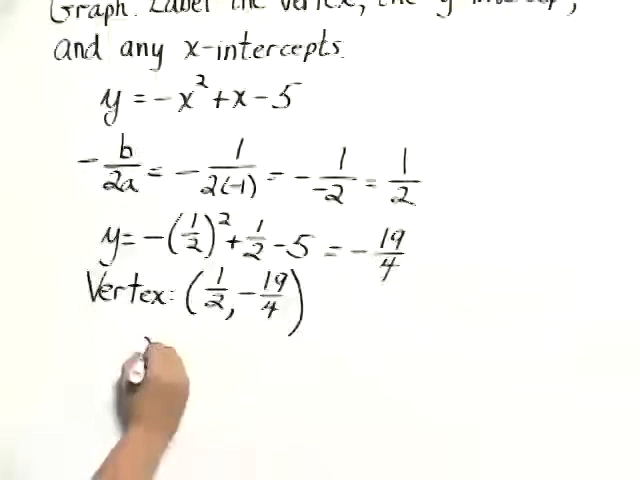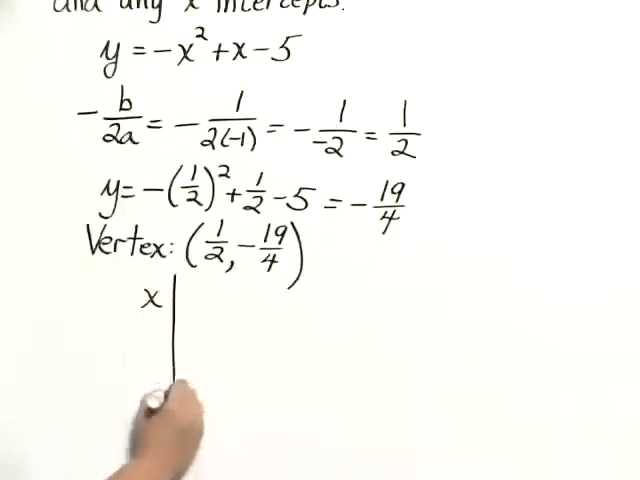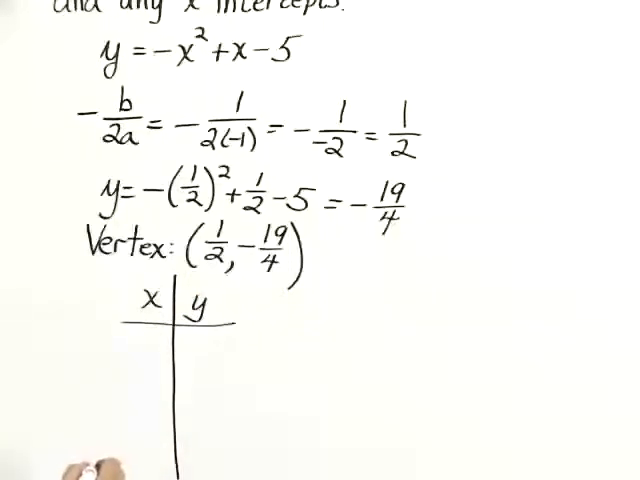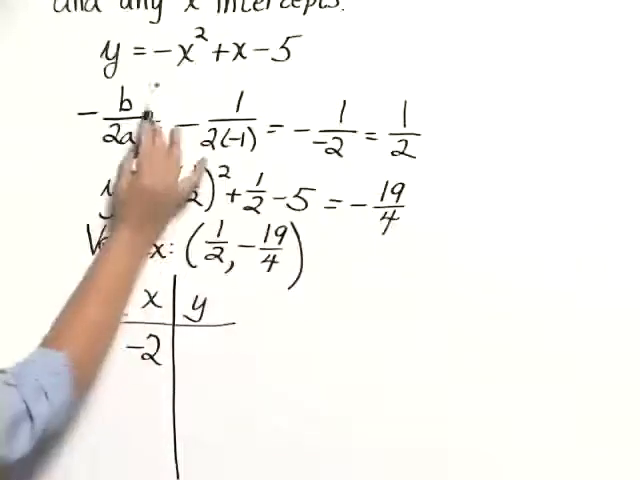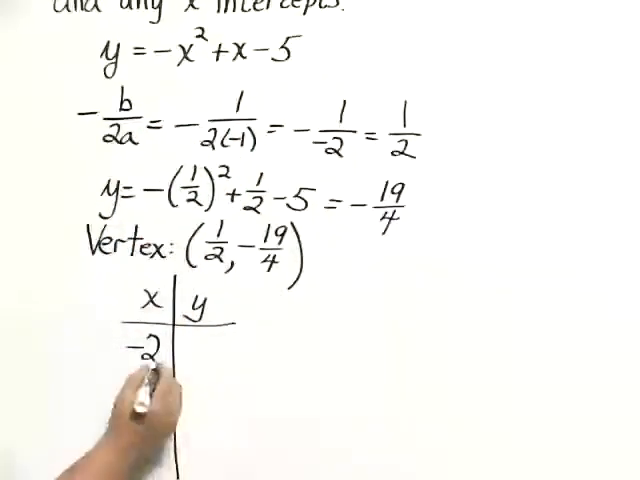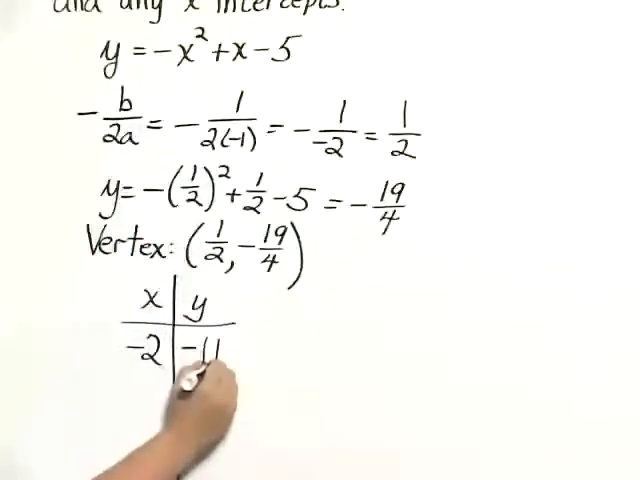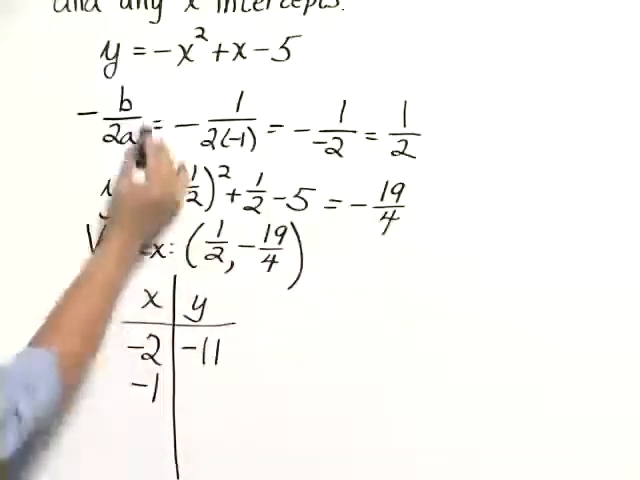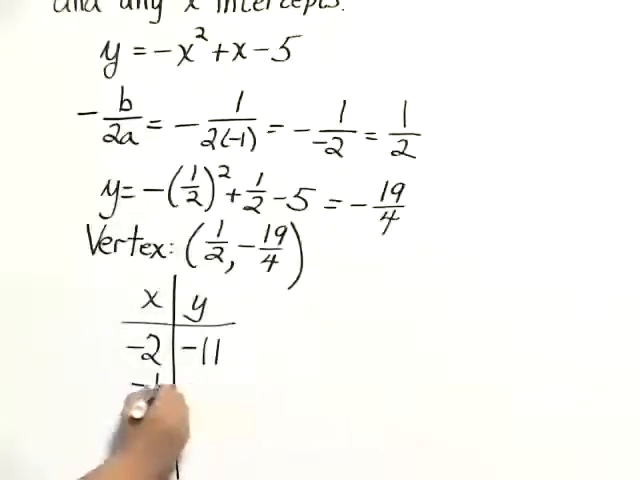We can find the y-intercept when we make the table of values to find other points that are on the parabola. We choose some values for x, and we find the corresponding values for y. We'll let one of our x values be 0, and that way we can find the y-intercept. So let's start by letting x be negative 2, and if we substitute negative 2 in for x, we would find that y is negative 11. Let's let x equal negative 1. If we substitute negative 1 in for x, we find that y is negative 7.